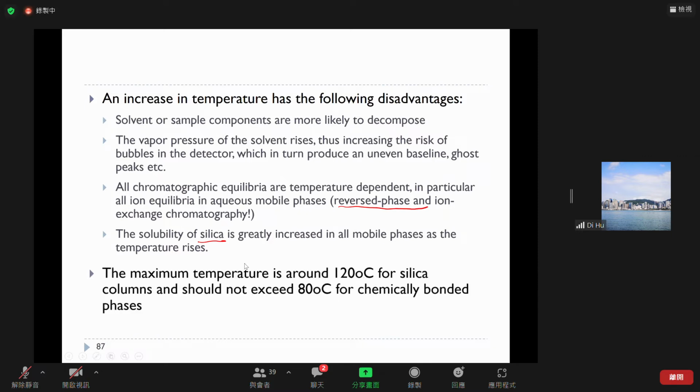Okay, and the maximum temperature is around 120 degrees C for a silica column, and should not be more than 80 degrees C for the chemically bonded phase. So that's why in most practice we see many of them operate at room temperature. In some cases, you can see separations operated at 50 degrees C, but this is the upper limit. For partition chromatography with chemically bonded phase, it should not be more than 80 degrees C, okay?